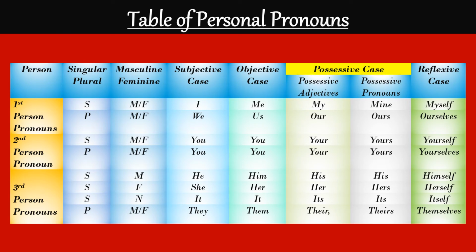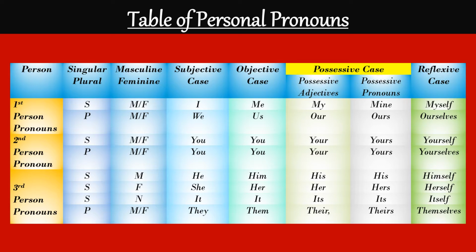This is the detailed table of personal pronouns. Column 1 indicates whether the pronoun is in first person, second person, or third person. Column 2 shows whether the pronoun is singular or plural. Column 3 shows whether the pronoun is masculine or feminine or neutral.